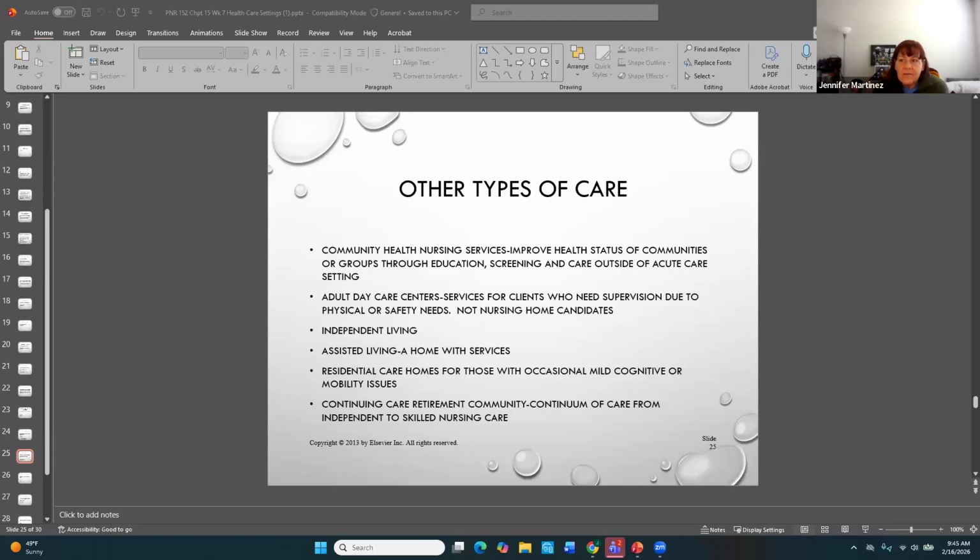Assisted living provides a home with services. Has anybody ever seen an assisted living facility? They're really nice, some of them are really, really nice. They're for older people who want to live independently but may need a little bit of help with their ADLs. They usually have their own apartment-type space with their own rooms and bathrooms, and they're usually handicapped accessible.